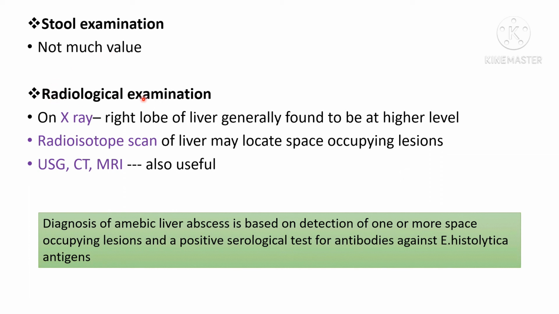We can do radiological examination. On X-ray, the right lobe of the liver is generally found to be at a higher level. Radioisotope scan of the liver may locate space-occupying lesions. Then USG, CT and MRI are also useful in diagnosis of extraintestinal amoebiasis.